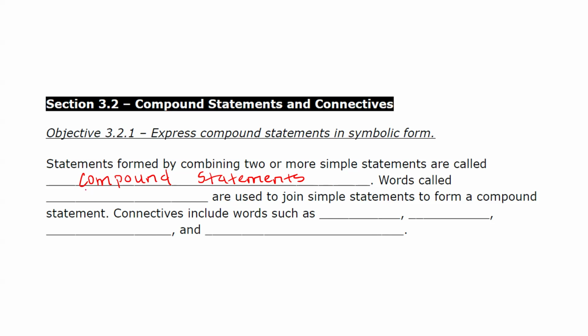Words called connectives are used to join simple statements to form a compound statement. Connectives include words such as and, or, if then, and, if, and only if.